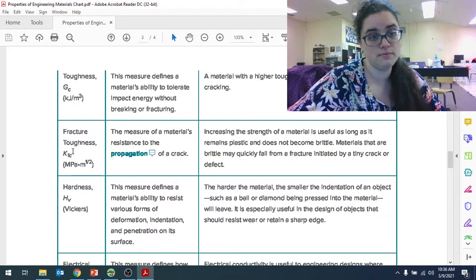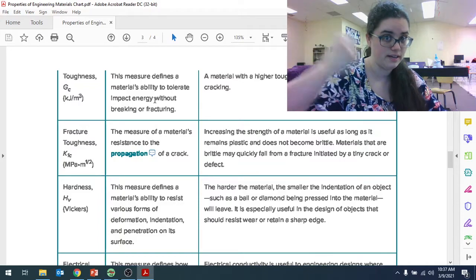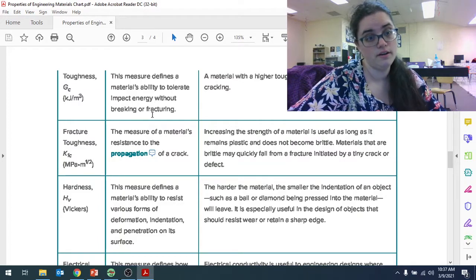You got toughness. These both have to do with breaking. If I figure out the impact energy, like how hard do I have to hit it to break it, higher is better, because it doesn't break. This one resists the propagation of a crack.